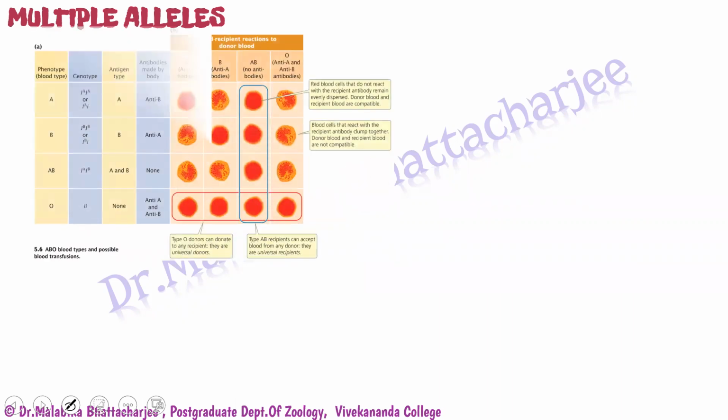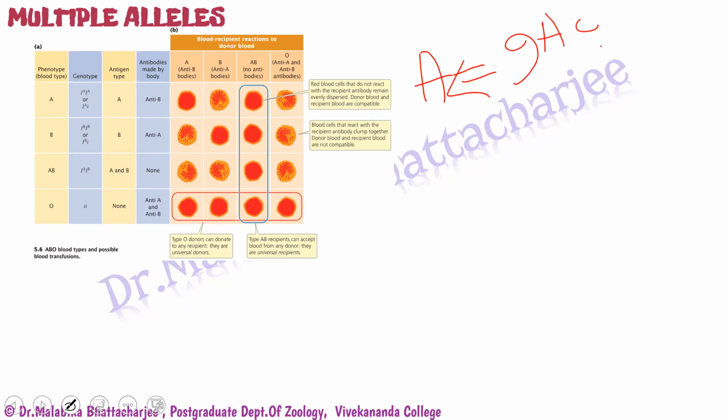The beautiful example of both multiple alleles and the phenomenon of codominance can be seen in our blood group. We all are aware that there are 4 basic categories of blood group: A, B, AB, O. Keep in mind that blood group A is coded by 2 alleles, IA, IA. Blood group B is coded by again 2 alleles, IB, IB. This is how it's symbolized and written.